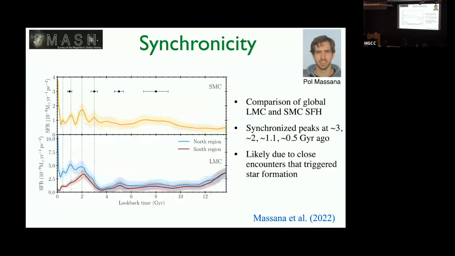And here's a comparison of the SMC in the top and the LMC at the bottom, again, split into a north and south region. And the dashed lines show these peaks in the star formation, which are really synchronized between the clouds. So especially the 2 gigayear, 1 gigayear, and about a half gigayear peaks. And we think this is due to close interactions of the clouds with each other. And here we can see the 2 gigayear starburst, which we saw in the chemistry as well. So it's exciting to see that in the 2 different independent lines of evidence.